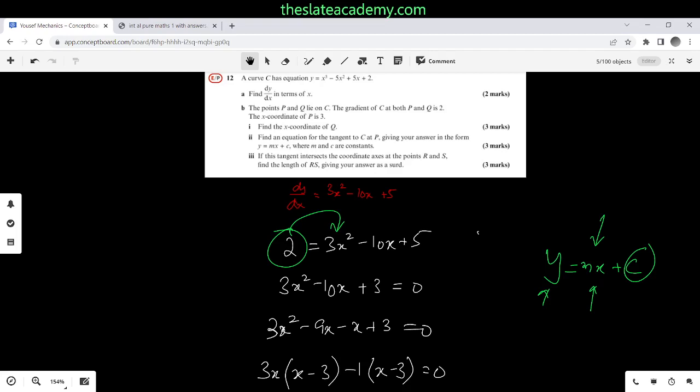At P, the x coordinate would be 3. So if I put x is equal to 3 in the original equation of the curve, I will get the value of y, and so both coordinates of point P. I have to find the equation of the tangent to C at P. If this were the curve and I want the tangent at this point, this point is common between the curve and the tangent. This is point P.